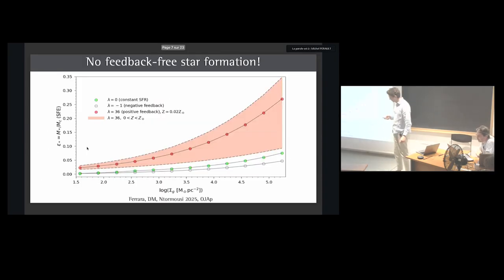So here I'm showing the final star formation efficiency as a function of the surface density of the cloud. We are fixing the mass to 10^6 solar masses.